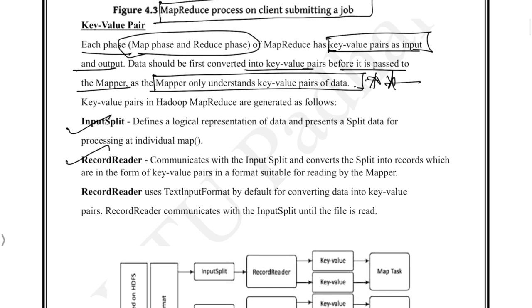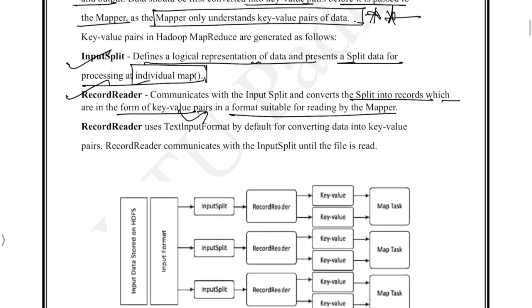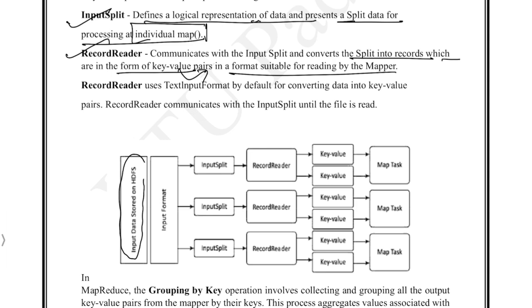Now, input split defines a logical representation of the data and presents a split of the data to the individual map. That means it mainly defines what data is present. Next, you have the record reader. The record reader will further split the data into different records in the form of key value pairs. Once the key value pairs are done, you are mapping the same into a map task. The diagram says you have input data in the form of HDFS file storage. Here the input format is present, where data can be in any format. You are splitting the input data into different parts, and then you are applying a record reader.